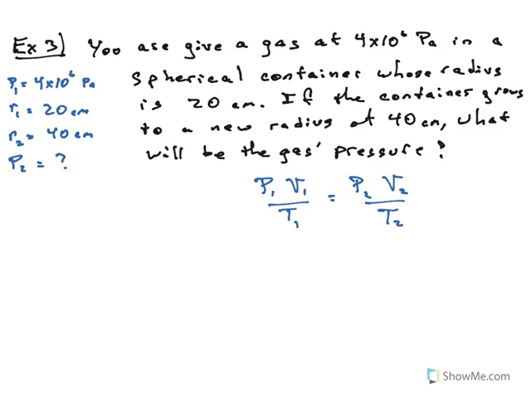Then I see that this problem does not ask anything about the temperature. It doesn't give the temperature. It doesn't say that the temperature changes in any way. All that I'm changing is the size of the container that the gas is placed in. And so the temperature doesn't change. I could cancel out the temperature from my equation and be left with P1V1 equals P2V2. That's the equation I want to use.